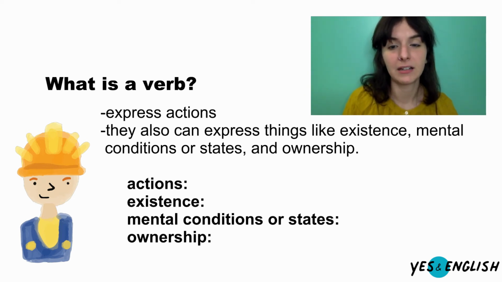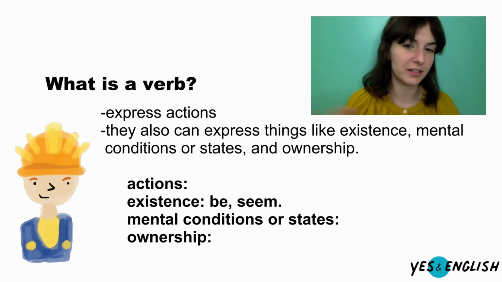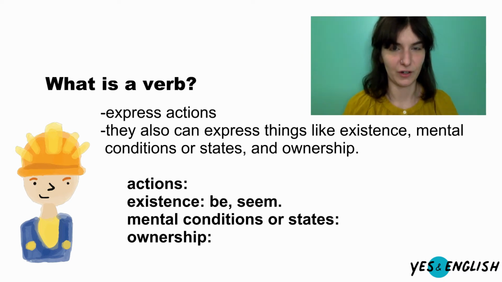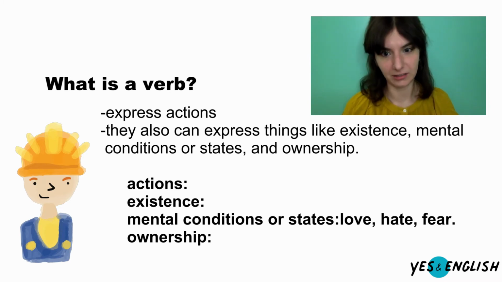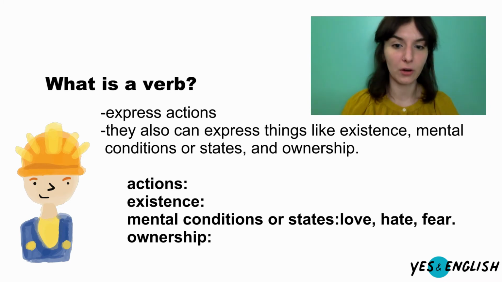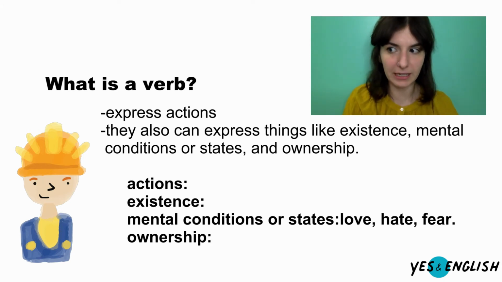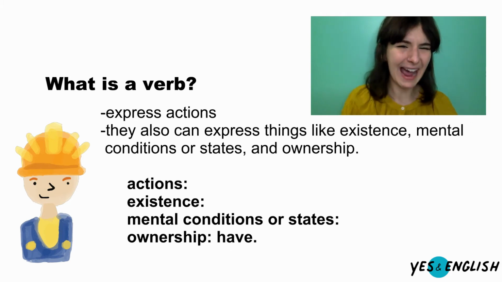Existence would be, but to be or to seem is an existence verb. It's not describing an action, but it's saying what something is or is not. Mental conditions or states, so things like to love or to hate or to fear. These are not actions per se, but they're conditions or states of your mind. So they're also verbs in this case. And then lastly, ownership can be something like the verb to have. The have doesn't really describe an action, but it's still a verb.